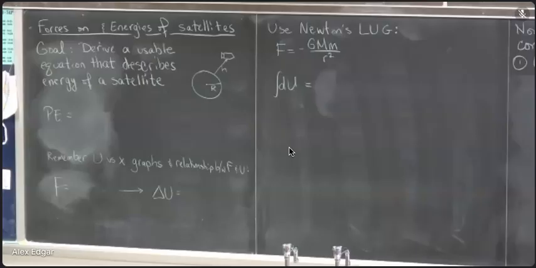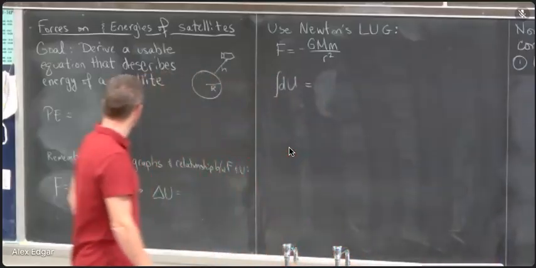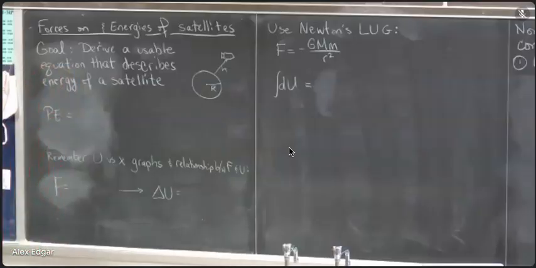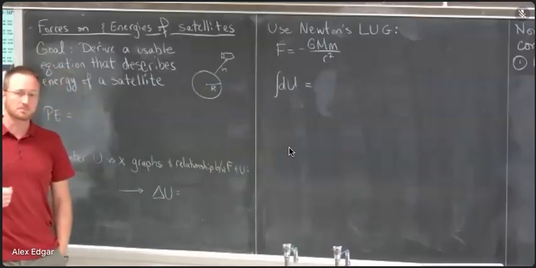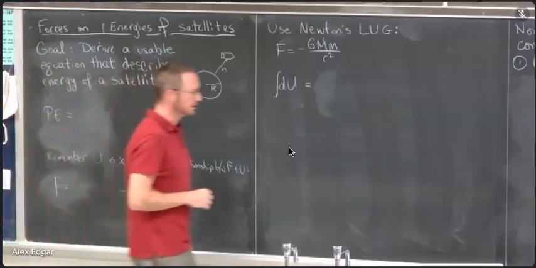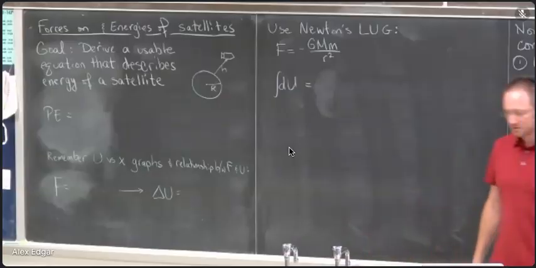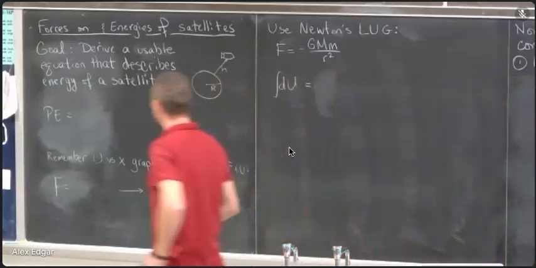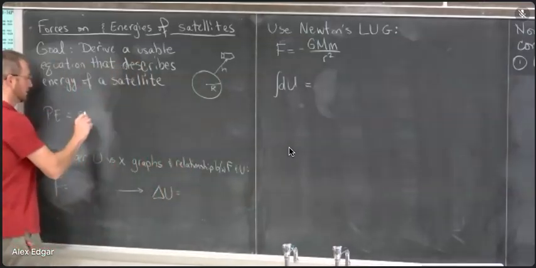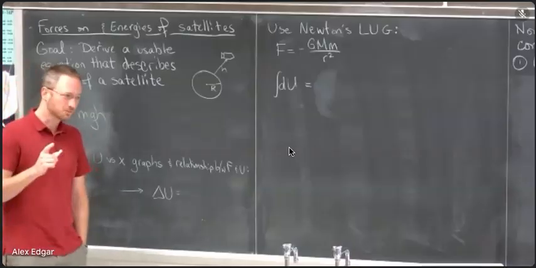So let's start with the application of fundamental principles, forces, and energies to derive an equation that describes the energy of that satellite relative to the central point. Now, here's the thing about this. We already have an equation for the potential energy of that satellite. We call it mgh. Here's the problem.